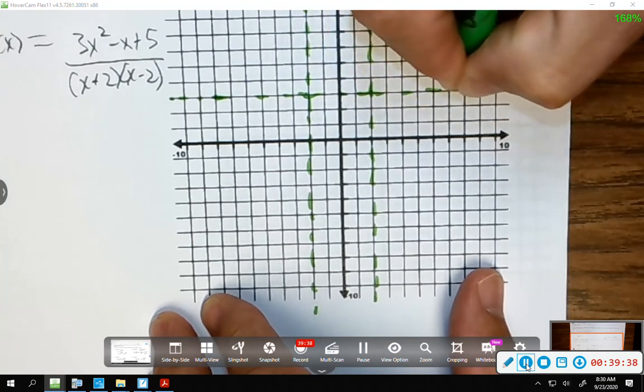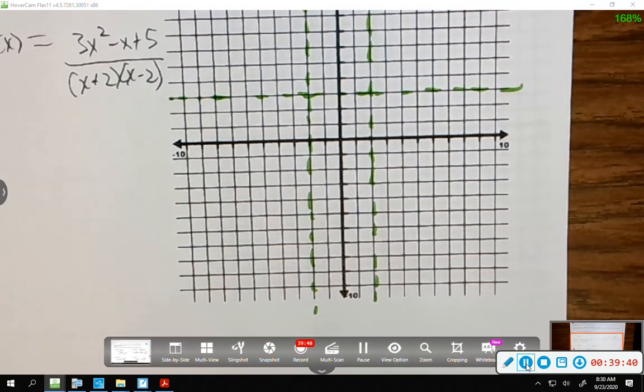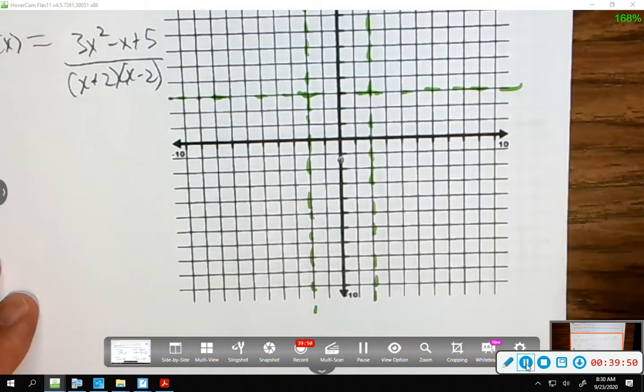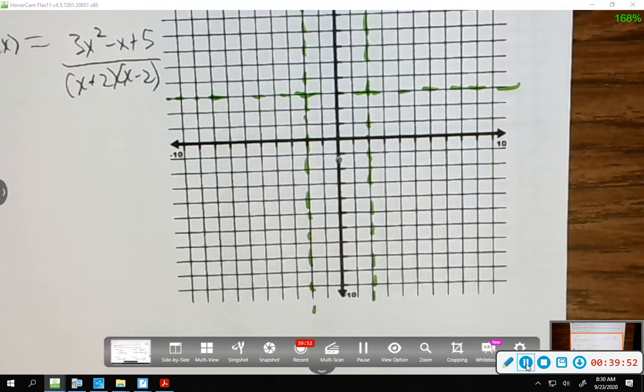Okay? Do we have any x or y intercepts to help guide us? Yeah. We found the y-intercept to be (0, -1 1/4), negative 5/4. That is right there. Okay? There are no x-intercepts.